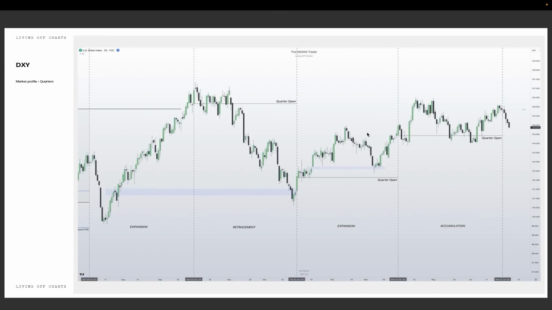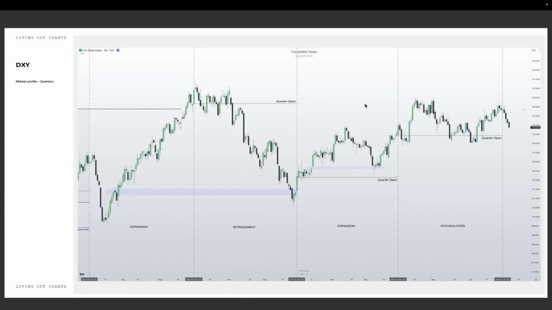Price then starts to expand. It's valid because of the previous quarter's market profile, retracement to expansion here. Quarterly open here. We trade below, fair value gap here. Price then trades higher. We have a retracement here, long opportunity again, volume imbalance here.